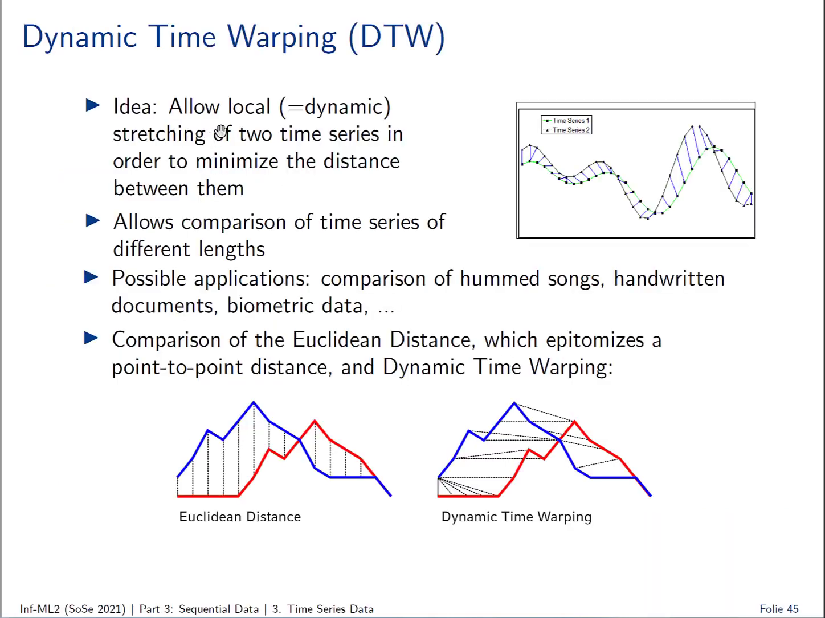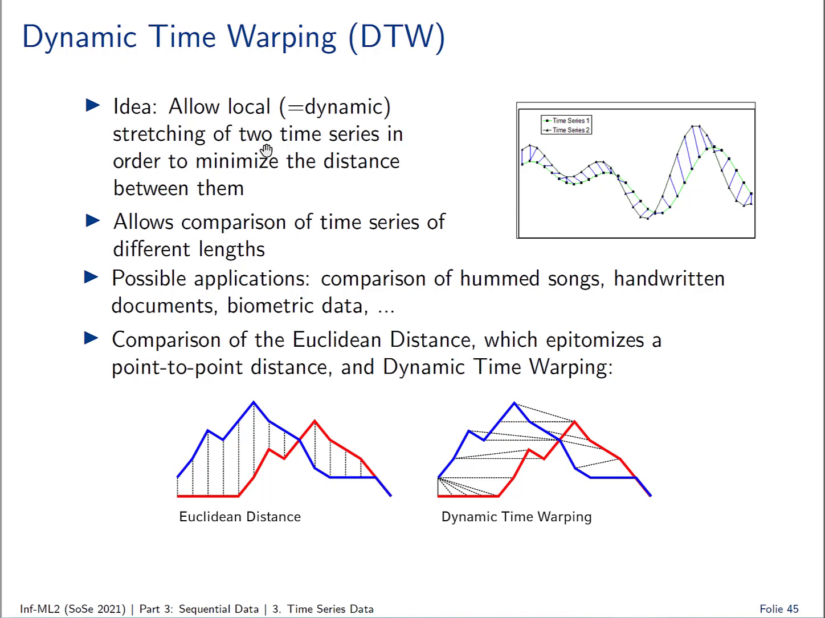So the idea is that you allow at least local stretching of one of the two time series in order to minimize the distance between them. So you also allow comparisons of time series with different length, but the most important point is that now if the time series have somewhat comparable shapes, but a little bit distorted, a little bit shifted along the time axis, not only along the amplitude spectrum, you want to account for that by allowing a local stretching of one of the two time series, or of both time series, basically.